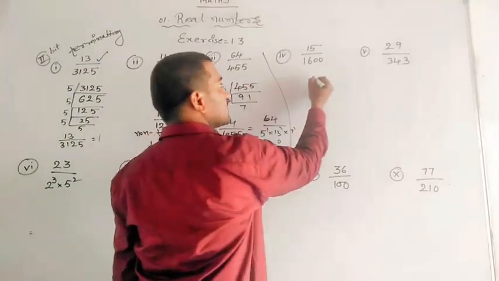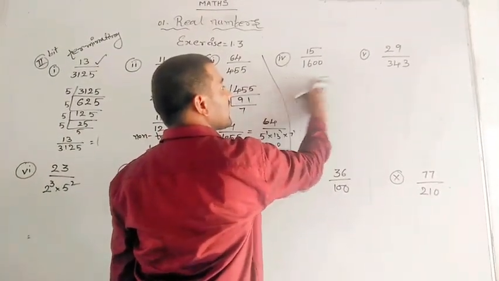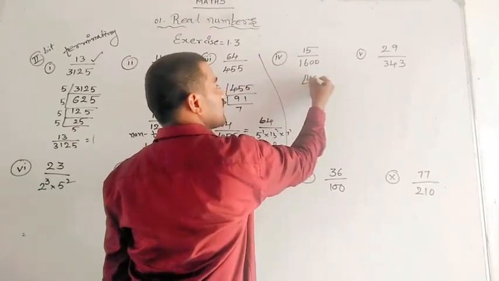Now 15 by 1600. Let us factorize the 1600.